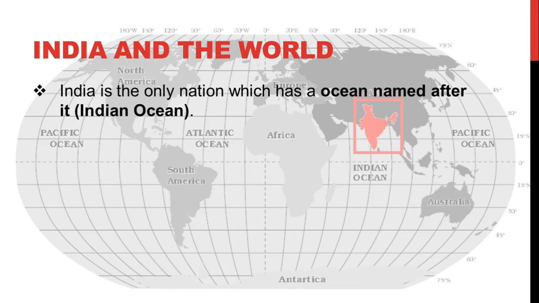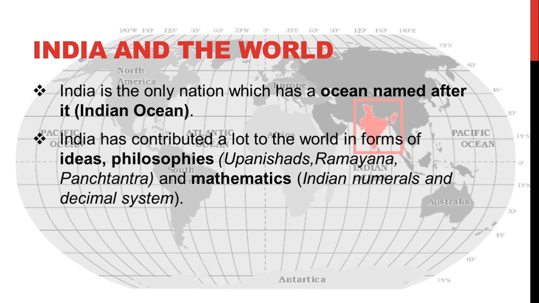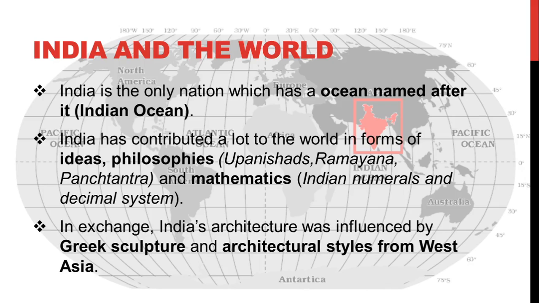India is the only nation which has an ocean named after it, the Indian Ocean. India has contributed a lot to the world in the form of ideas and philosophies like Upanishad, Ramayana, Panchtantra, and mathematics like the Indian number and decimal system. In exchange, India's architecture was influenced by Greek sculpture and architectural style from West Asia.